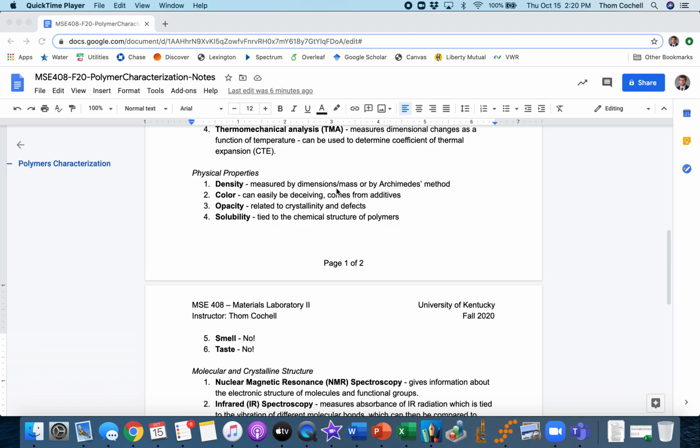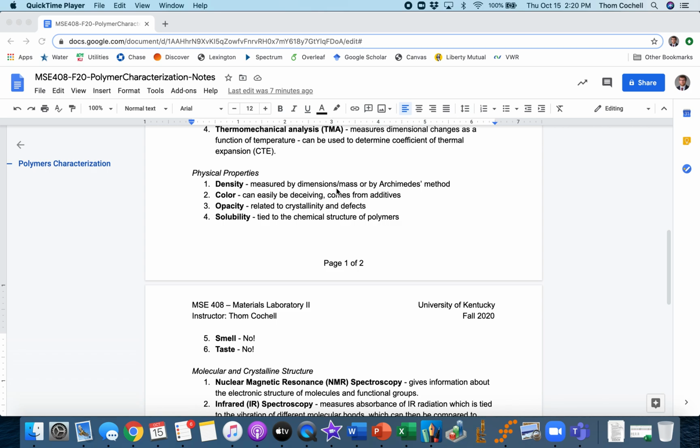Color. I ask everybody to make general observations about their polymers. Color can be part of the intrinsic nature of our polymers, but you can also add additives to affect the color. So you have to be a little bit cautious when color is involved, but the color can tell you, in certain cases, a lot of information about the polymer.